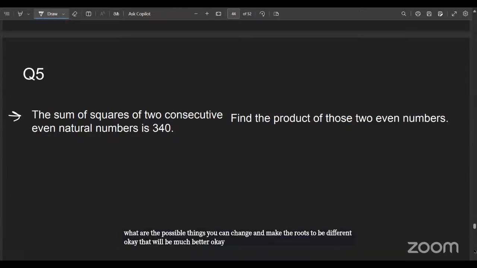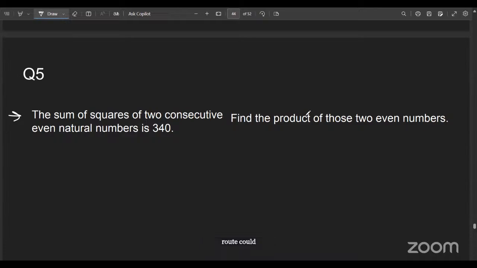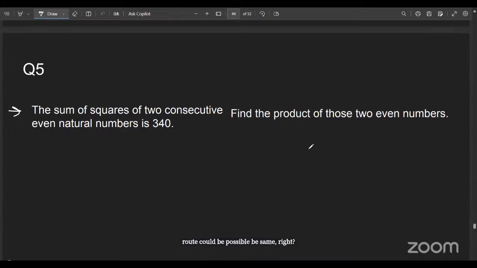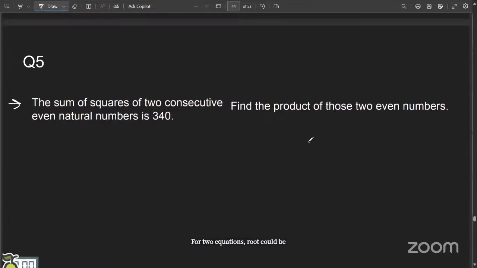Okay, ma'am. But the roots could possibly be the same for two equations, right? Two different quadratic equations, but having the same discriminant, is it possible or not? Yes, it is possible, because the discriminant is only b square minus 4ac, right? You can jumble between a and c, but 4ac will still be the same while the equation is different, right?